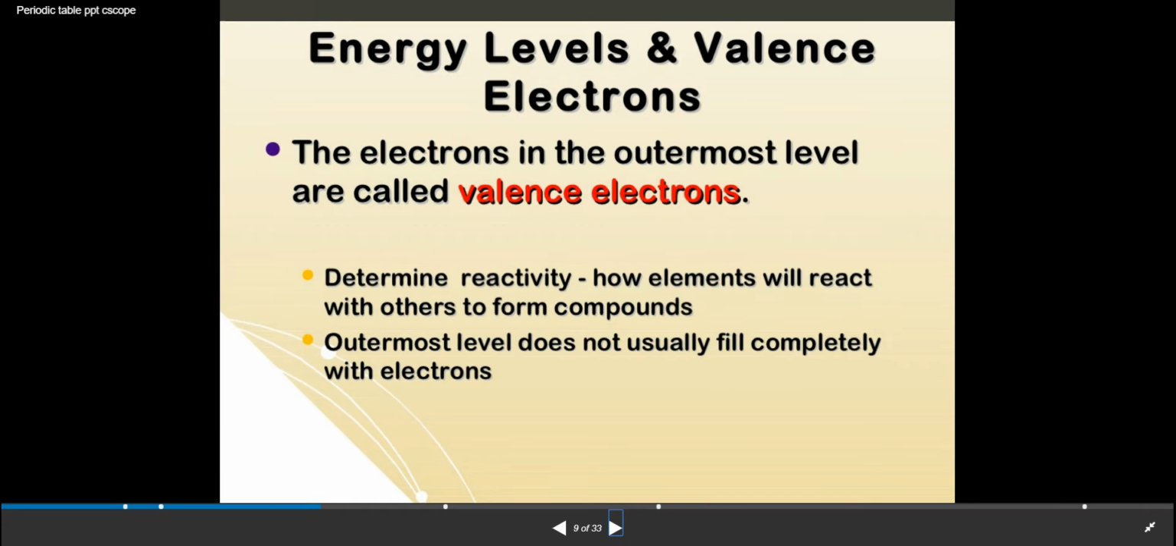The electrons in the outermost level are called valence electrons, and they determine the reactivity, how elements will react with others to form compounds. So the fewer valence electrons you have, the more reactive, and they want to form compounds with others because they want to fill up all those levels. The outermost level does not usually fill completely with electrons.